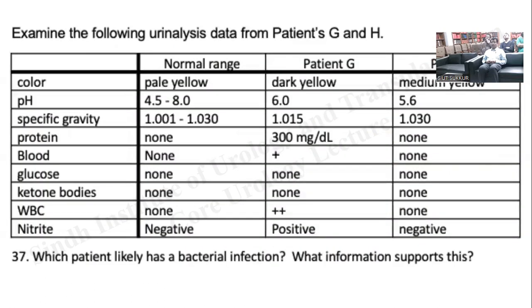Now, examine the following urine analysis from patient G and H. Patient G has the following findings: a dark colored urine with pH 6, specific gravity of 1.015, protein of 300 mg per deciliter, positive nitrite test, and the presence of WBCs. In patient H, nitrite is negative, WBC is none, and there's no protein, no blood. Now, which patient likely has a bacterial infection? Now, anyone? Yeah, of course, it's G. We can see a positive nitrite test, presence of WBC, also hematuria.